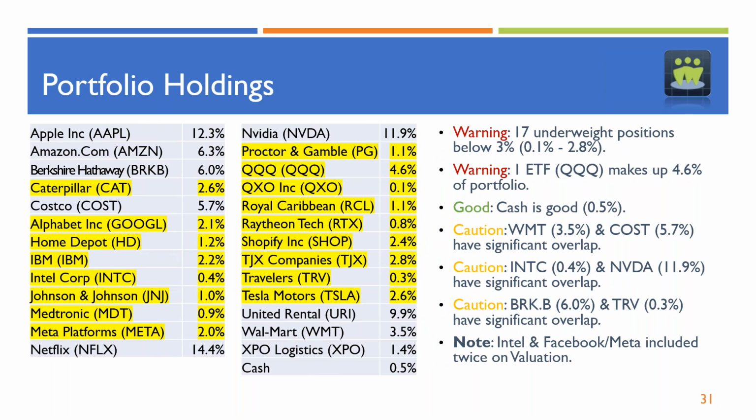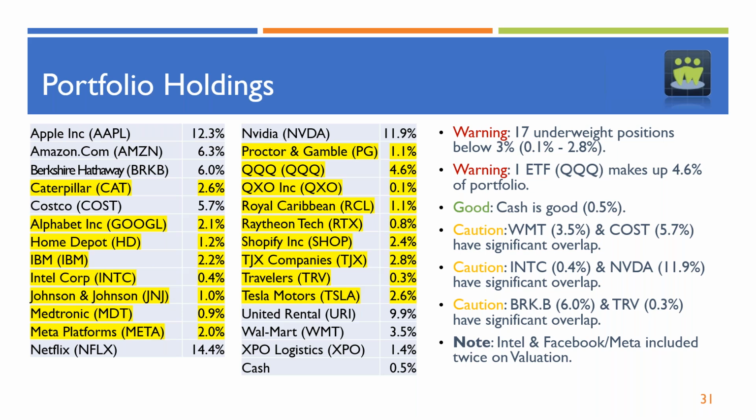In yellow are primarily the underweight positions. There's 17 different securities that have positions below 3%. So to me, that's saying these are not providing optimal levels of exposure to the fundamental trends that are going to drive the portfolio. The QQQ ETF makes up 4.6% of the entire portfolio. We'll talk more about that. Cash is good, hardly any, 0.5%.